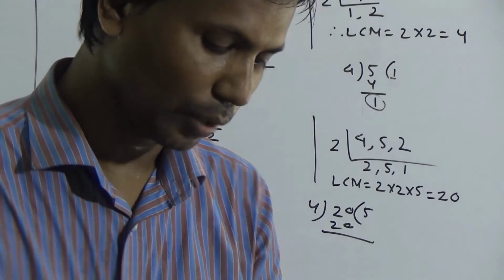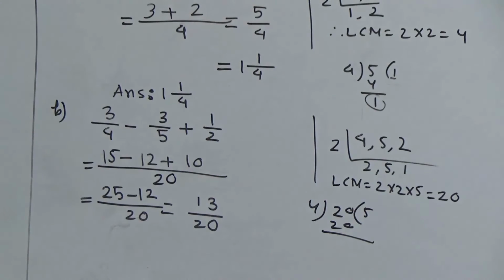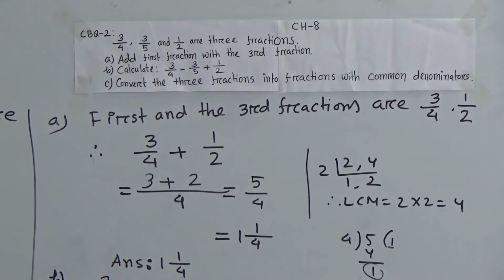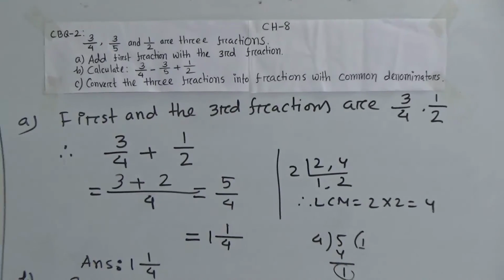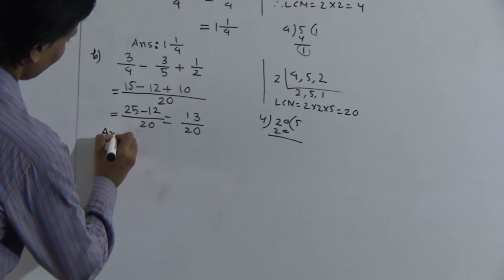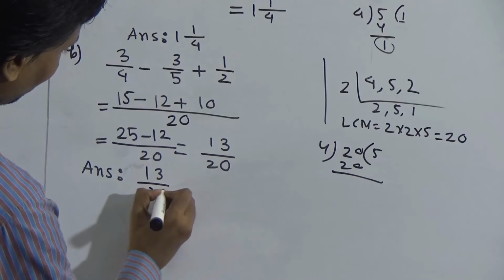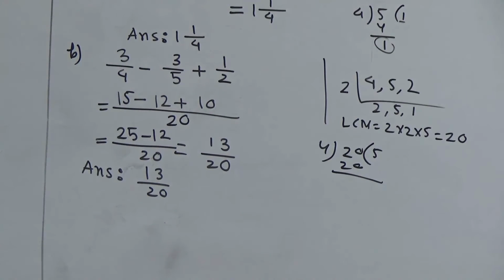Dear student, now you see the question number C. Convert the three fractions into fractions with common denominators. Okay? And dear student, you write the answer for B number. Write the answer 13 by 20. Okay. Now I'll solve the question number C.